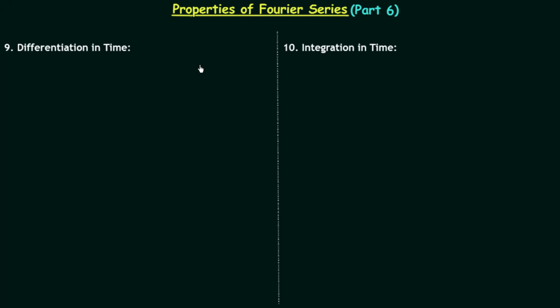In this lecture, I will give you differentiation in time and integration in time properties of Fourier series expansion. We will start with differentiation in time. Let's say there is a signal x(t) and it is having the coefficient equal to Cn. The time period of signal x(t) is equal to T0, and as the time period is equal to T0, omega naught, the angular frequency, will be equal to 2 pi over T0.